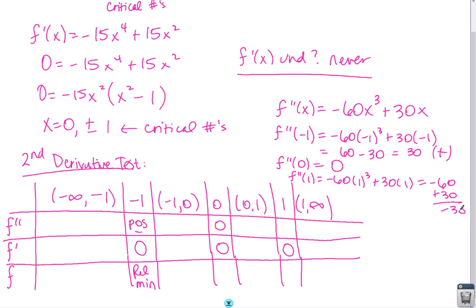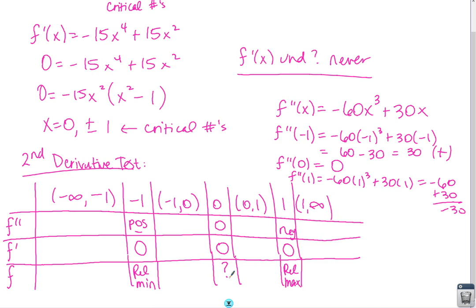I think so, yeah. So this is going to be negative, so that makes this a relative maximum because my function is going to be concave down here. Since my function is concave down, this is going to be a relative maximum. But that still begs the question, what's happening right here? This is still a critical number. 0 is still a critical number. I have no idea what's happening here.